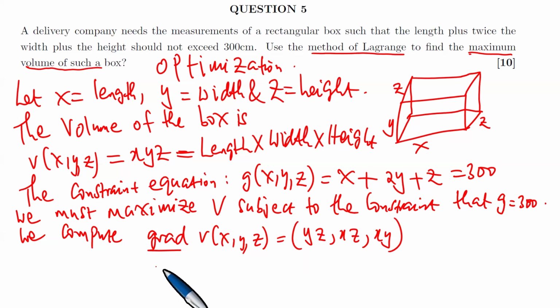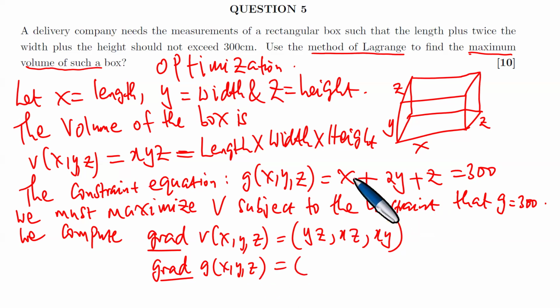So we found the gradient of the volume, but according to the method of Lagrange, you must find the gradient of the function we need to optimize, which is the volume, but also we must find the gradient of the constraint function, the constraint equation, which is this one. So now we're going to find the gradient of this one. With respect to x, it is only 1. With respect to y, 2. With respect to z, 1.